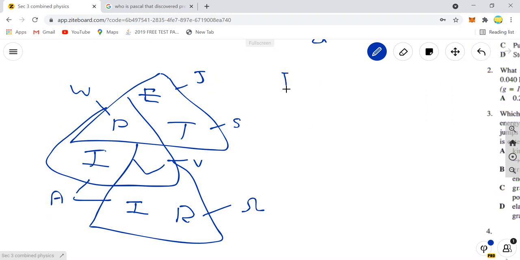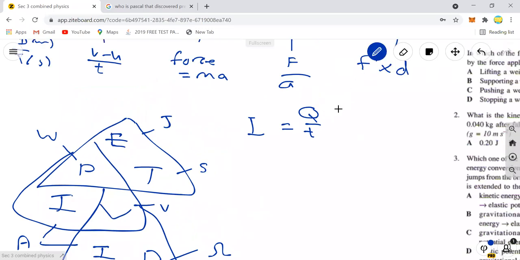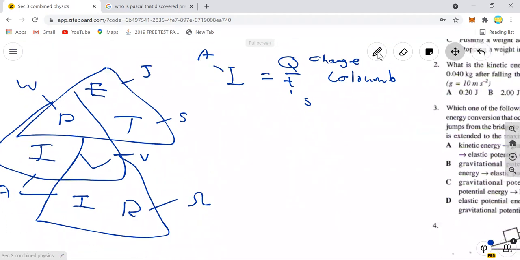Okay, next one. I equals Q over T. So I stands for current, in terms of ampere. Q is coulomb, charge. Charge is in terms of coulomb, capital letter C. T is time, in terms of seconds. I is current, ampere, okay? Then two more formulas, energy formula.